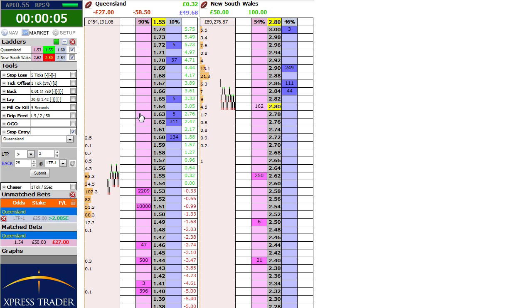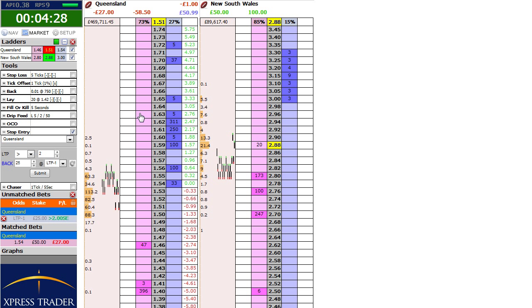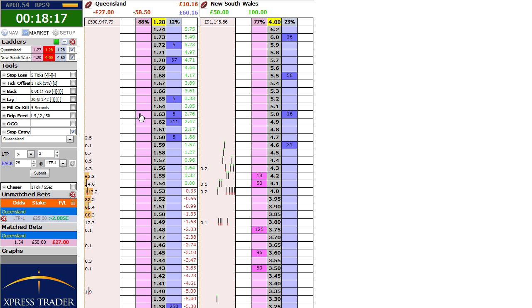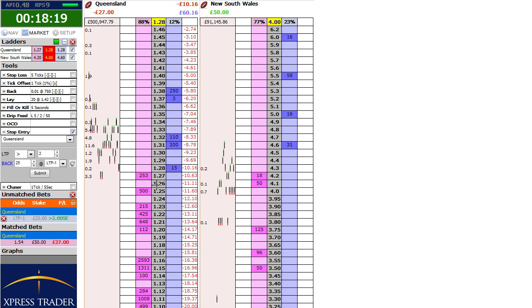So the game's just kicked off, so we're in play now. You'll see a lot of the gaps between the prices vary. The liquidity is quite low on Australian markets at the moment because of the in-running laws out there, in-play laws.